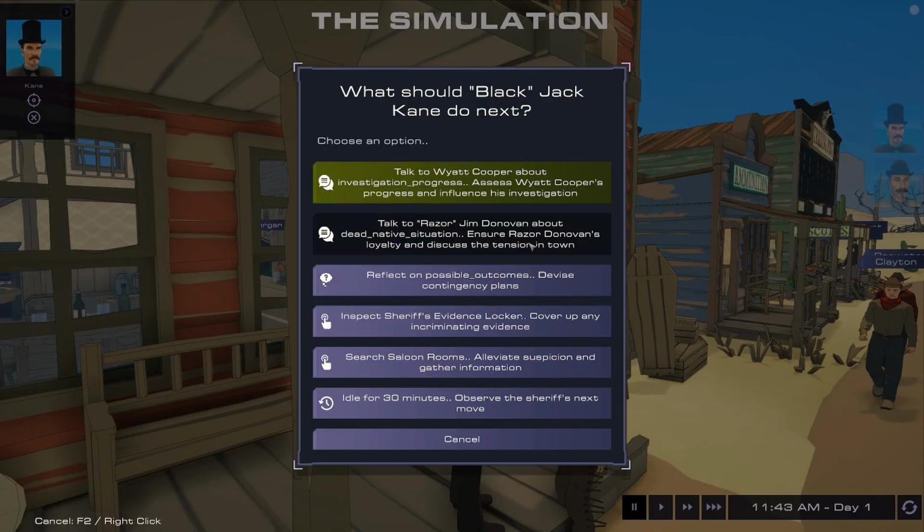After the action is completed, SAGA generates a new list of options. Here it generated 6 options, 2 using the Talk To skill, 1 using the Reflect skill, 2 using the Interact skill, and 1 using the Wait skill.